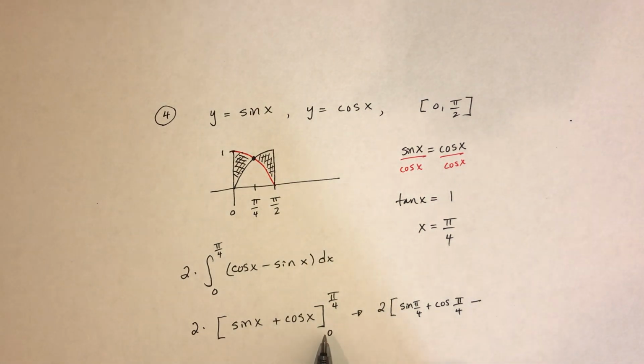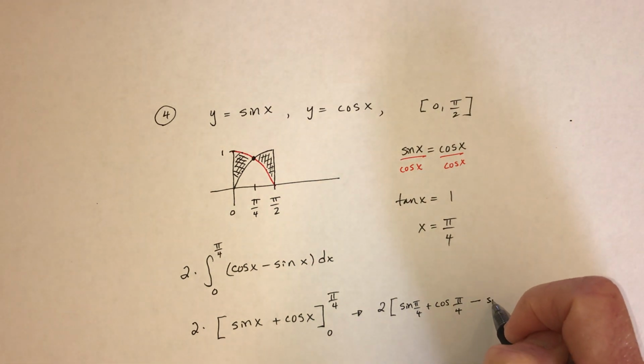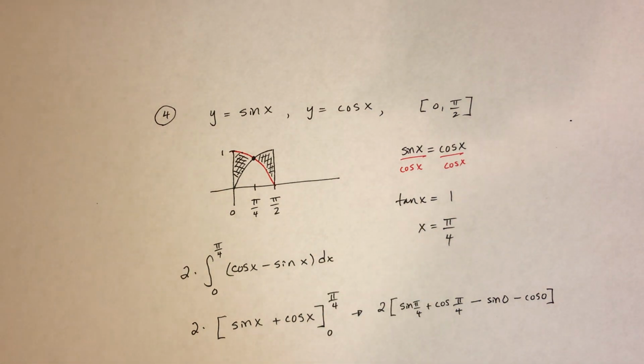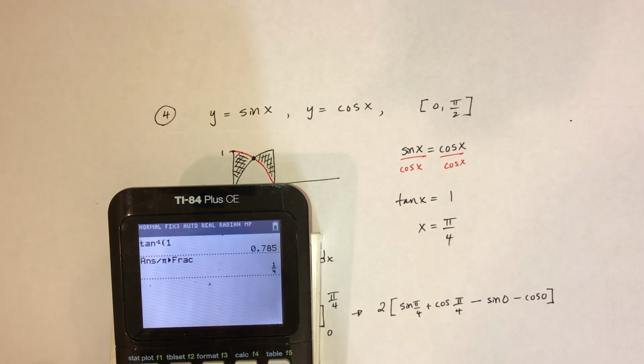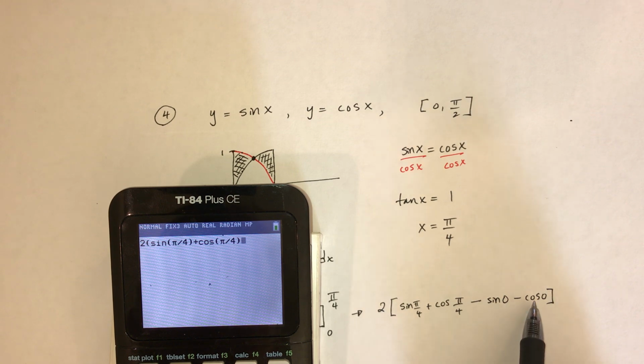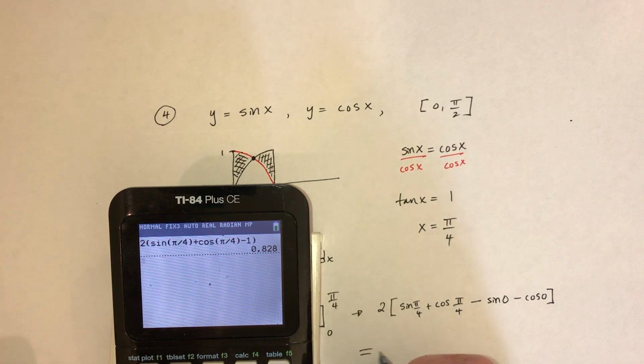And then substitute the 0. So that's going to be minus sine of 0 and also minus cosine of 0. So it's 2 times, and then it's sine of pi over 4 plus cosine of pi over 4. Sine of 0 is 0, and cosine of 0 is 1, so minus a 1. And so then the grand total, even with the 2 times it, is 0.828.